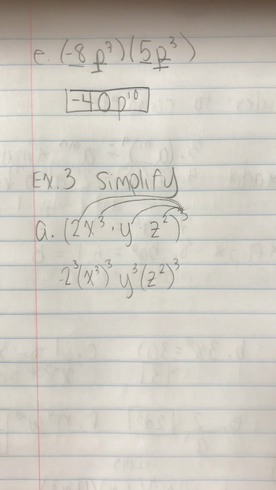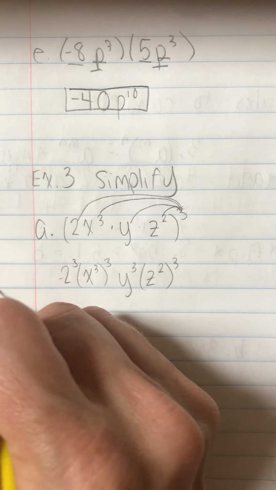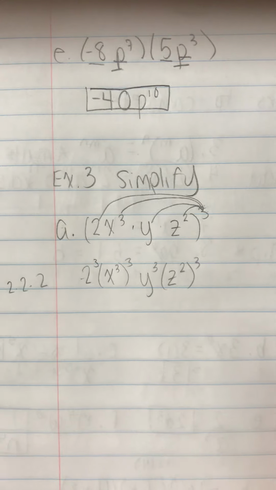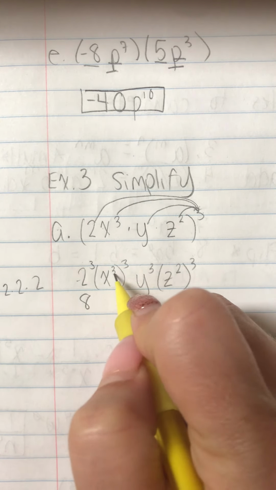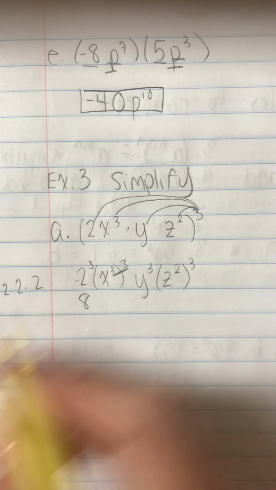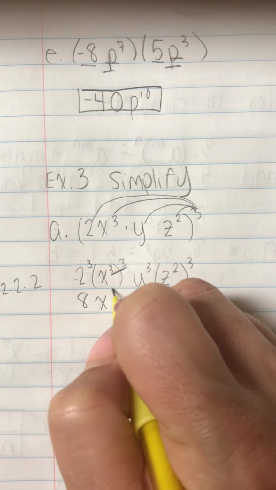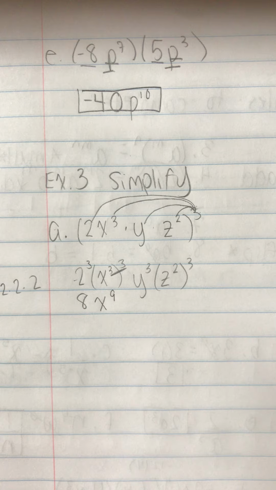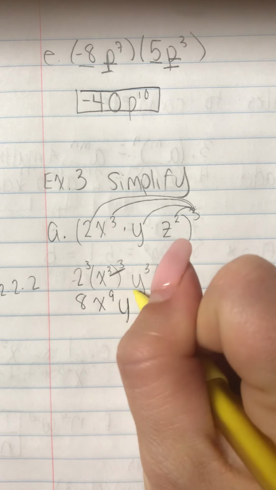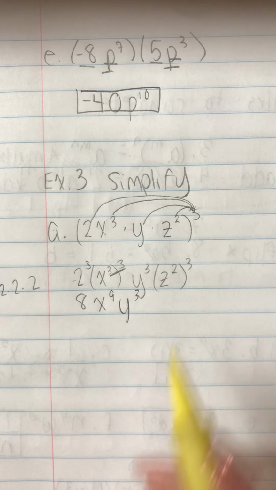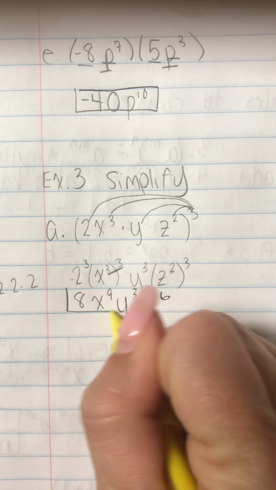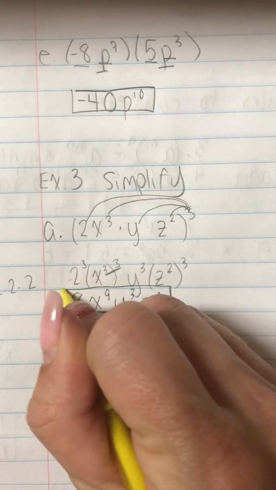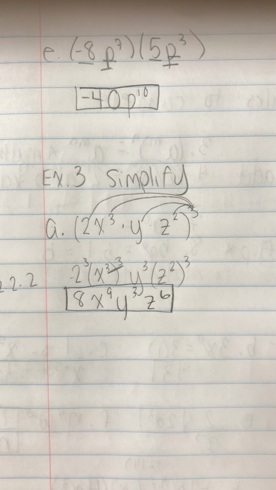2 cubed, is that 6? No, it's 2 times 2 times 2, 3 2's. That gives me 8. Next, I have a power to a power. 3 times 3, 9. Y cubed, we're lucky, we don't need anything. Then I have z. 2 times 3, 6. Final answer. Even though it's tedious, we get to our answer.